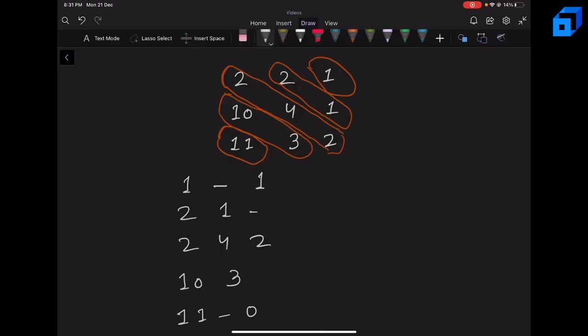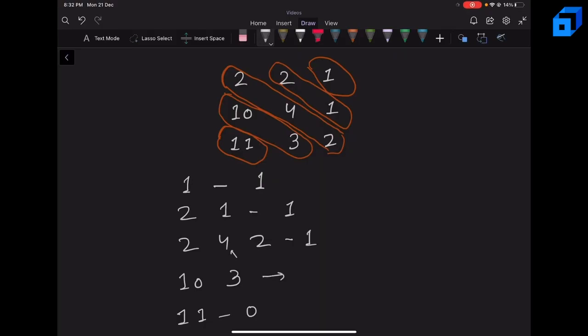Now for the case 2, 1, currently the bitwise AND is 0. So we can change this 1 to 2 and we will get the bitwise AND as 2. So we'll require 1 operation here. Now for the case 2 4 2, we can divide this 4 by 2 to get 2. So our array will be 2 2 2 and the bitwise AND will be 2. So we'll require 1 operation here as well.